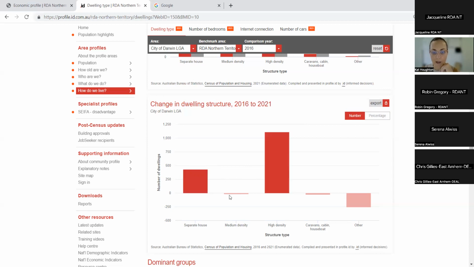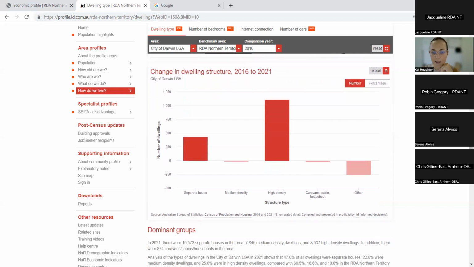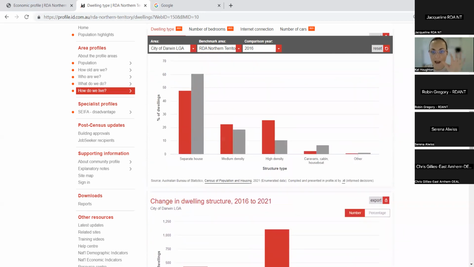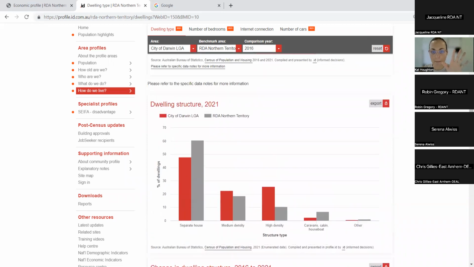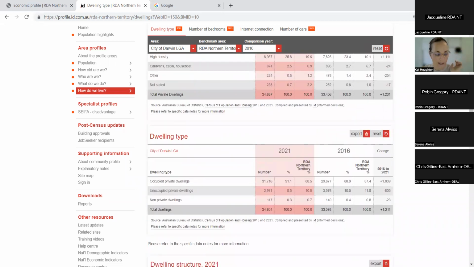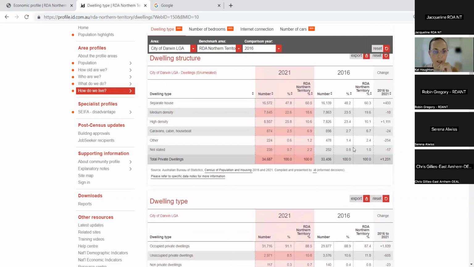For the city of Darwin, we've got no real medium density coming online, which is something perhaps to think about for that region. So that gives us a really good look at our supply side and what we're supplying in the community. Okay, so that's our how do we live.